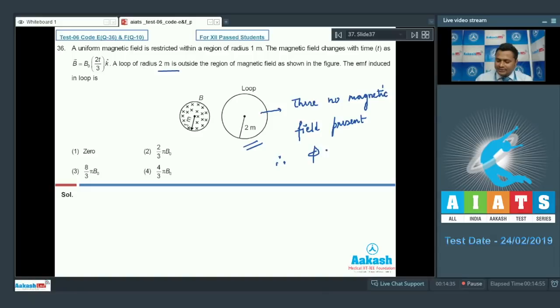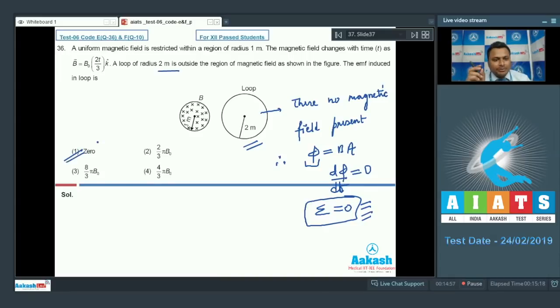Now therefore, flux phi, as we know, is B dot A. If there is no magnetic field then there will be no flux, then there will be no d phi by dt, and if there is no d phi by dt then there will be no EMF induced. So after getting this result we can say that our option number 1 is absolutely correct. We will go with option number 1.